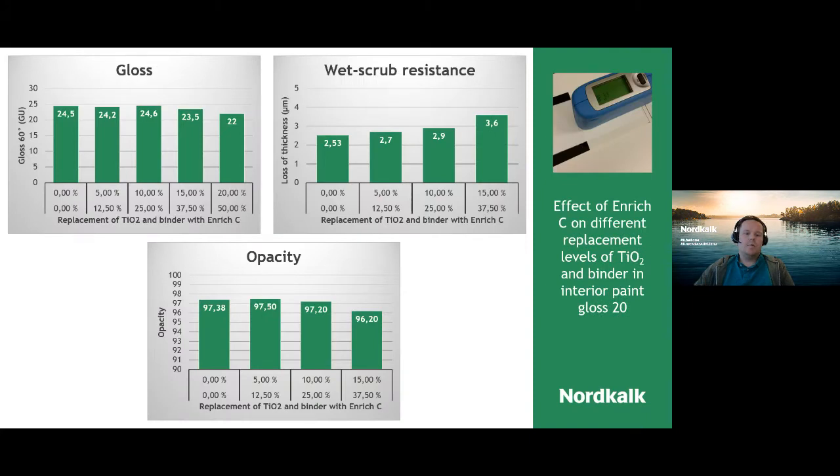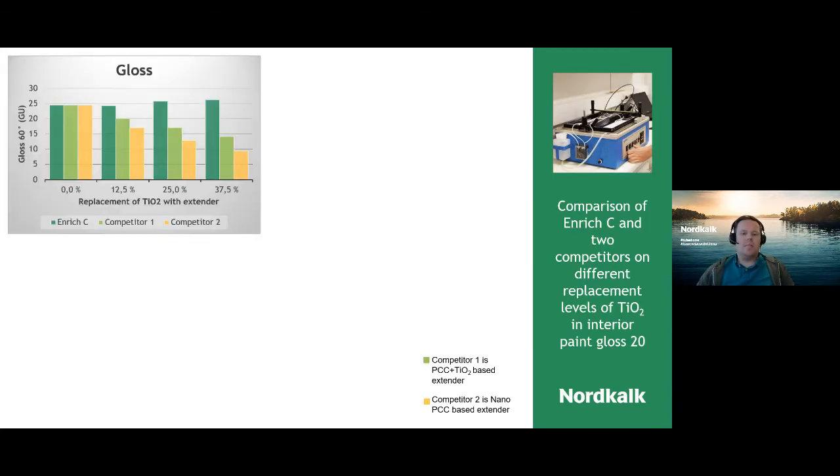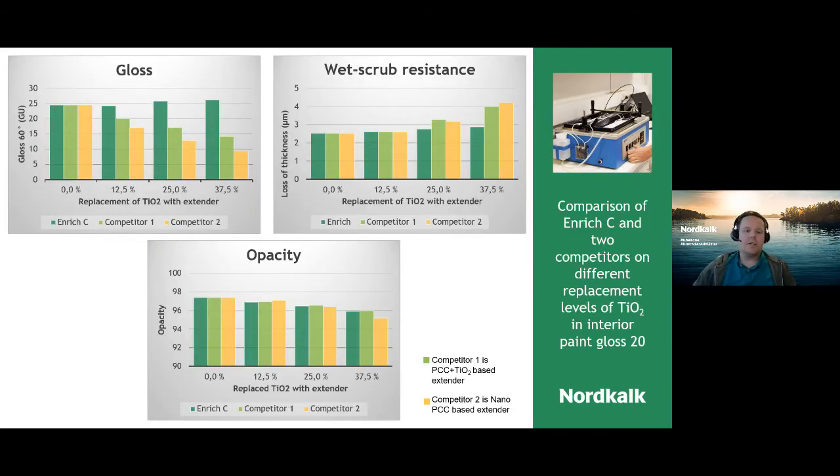This one, we saw here that when we also replace binder, we can reach the same opacity as with the reference. So that's something we are not able to do with these competitors, as we have the gloss decrease here, we have the wet scrub resistance getting weaker, and so we cannot fix the opacity with binder replacement as we are able to do with Enrich.